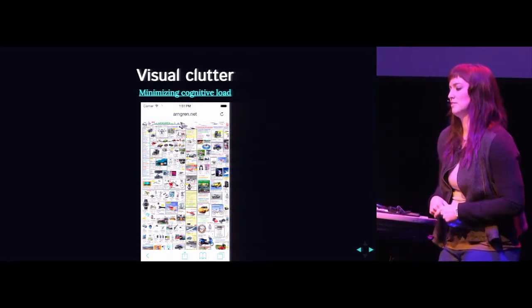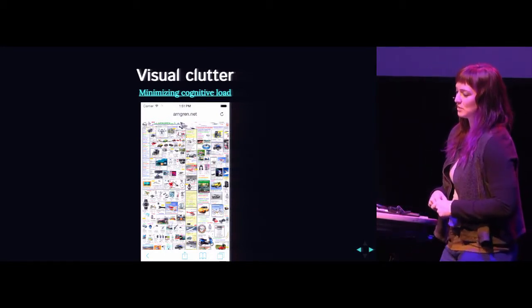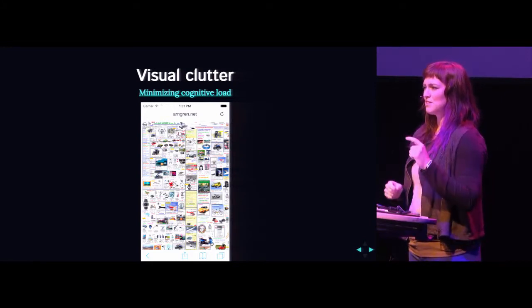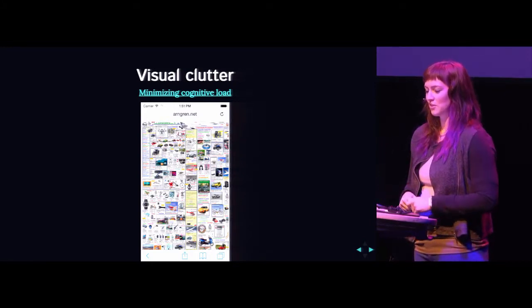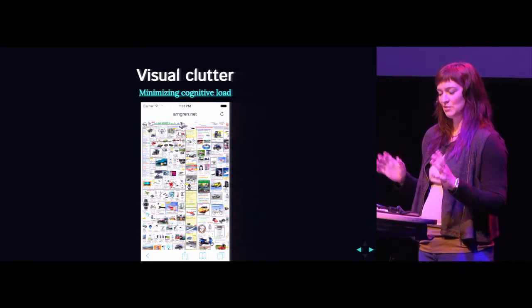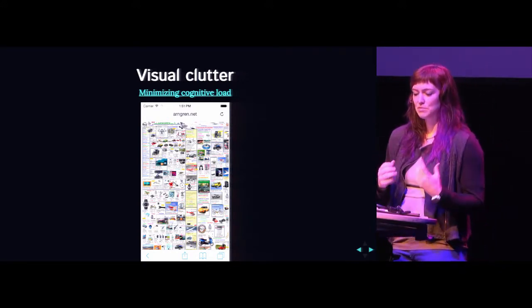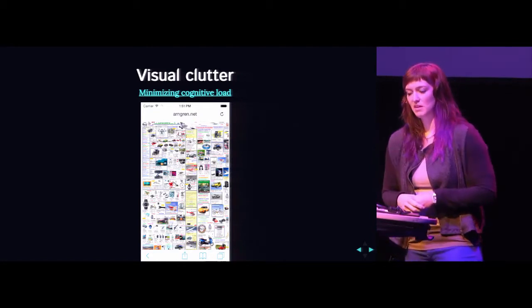Visual clutter. I have an example of a website that has not been optimized for mobile, but even if it had, it's so cluttered and so overwhelming that you don't even know where to go. There's no visual hierarchy. There is absolutely no breathing room on this website.